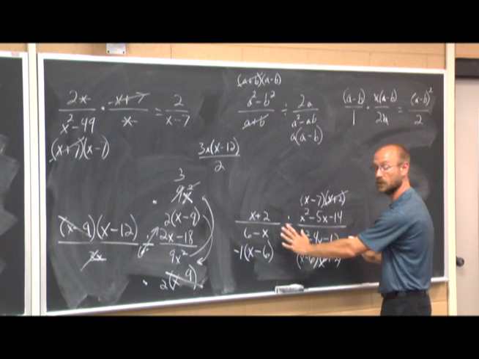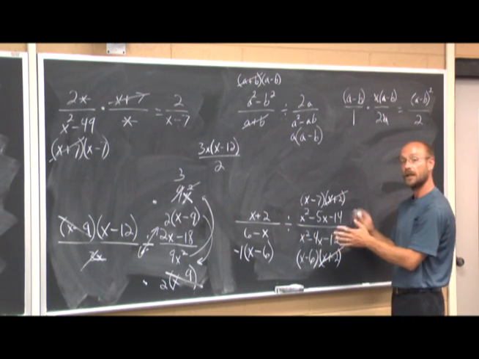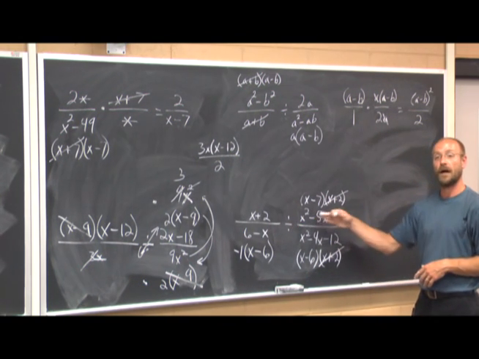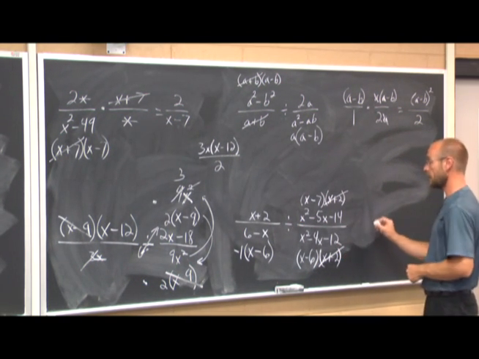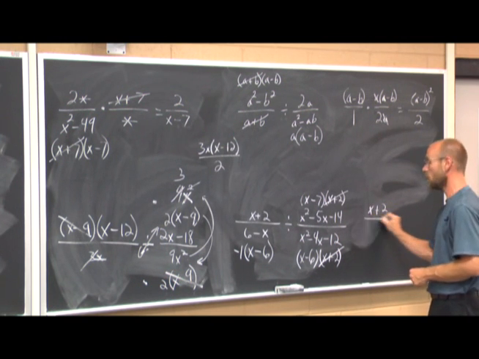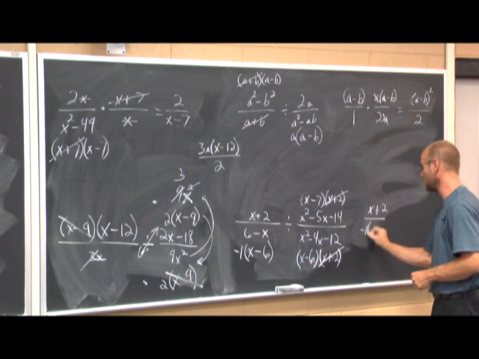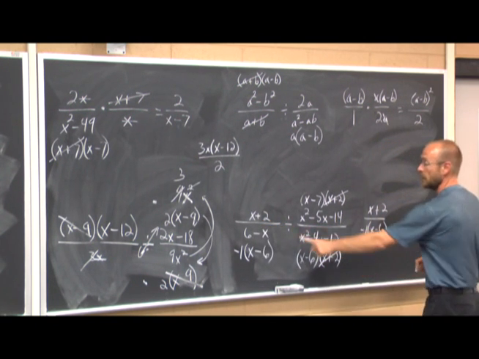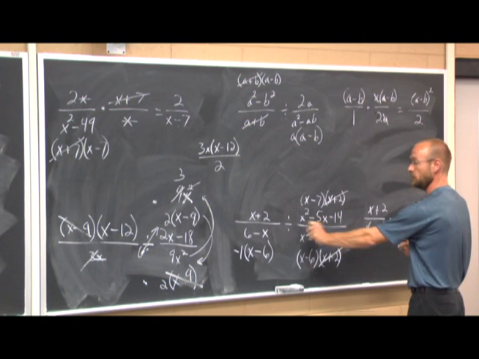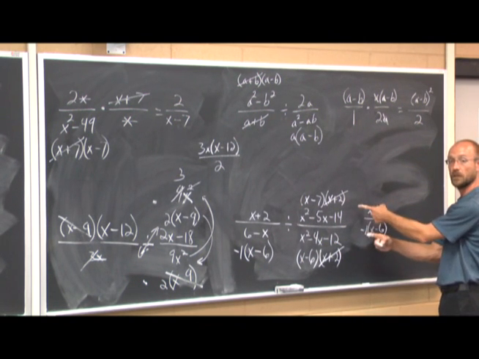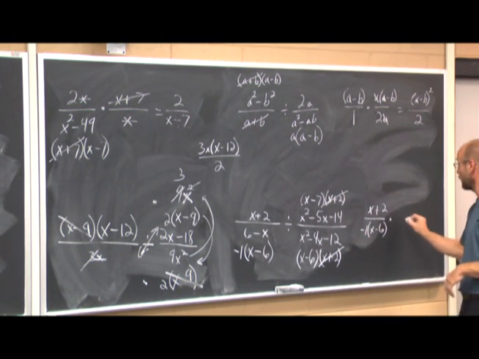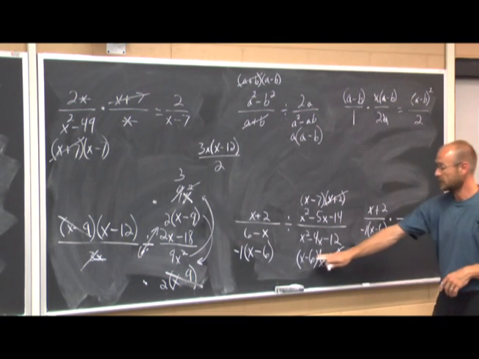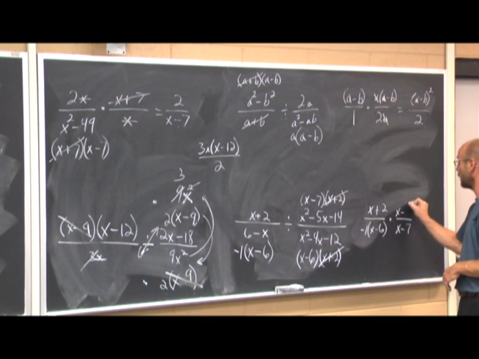I can't cross-reduce here yet because that's division. Now that I've simplified this fraction, I can multiply by its reciprocal, and I'm going to rewrite that here. We have x plus 2 over negative 1 times x minus 6. That's this first fraction. Change this to multiplication, and now we're going to take the reciprocal. I have this x minus 7, I have to put it on the bottom, and I have this x minus 6, I can put that on the top.